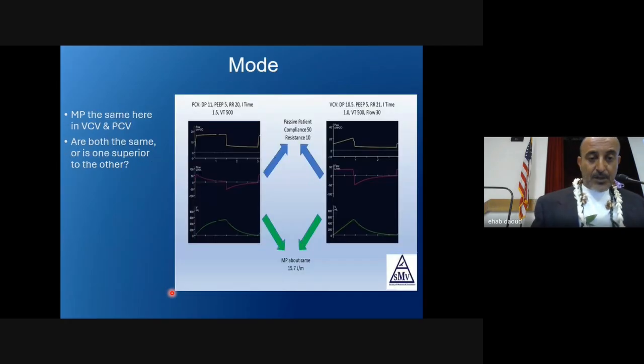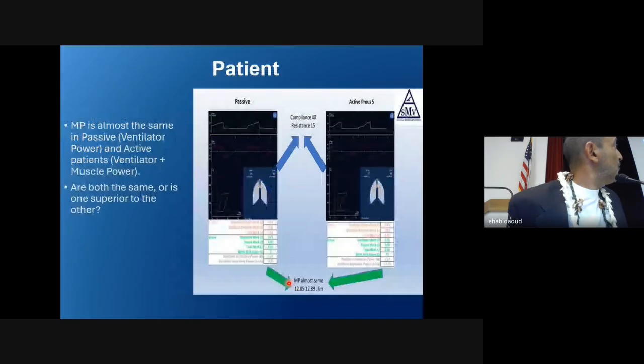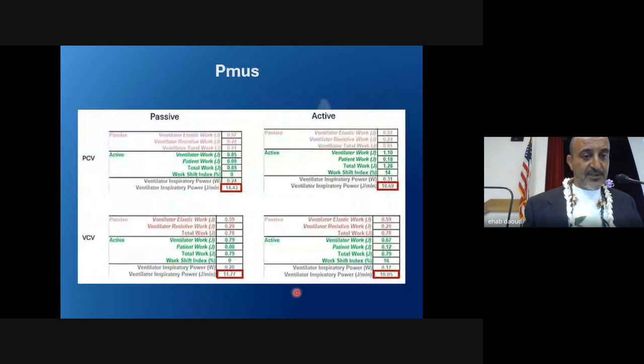And I am actually going to skip those. Those are just some examples to show you that, for this patient on volume control and pressure control, both have the same mechanical power. Are they going to have different mortality? I don't know. This is a patient who was passive and active. So this guy is breathing and this guy is not breathing, and the mechanical power is the same. Is there any difference in mortality? Again, nobody looked at this.